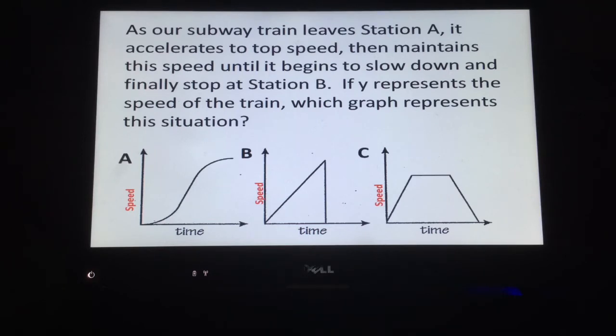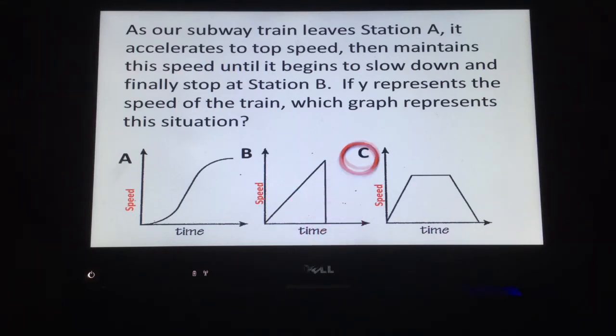Okay, so again, the train is accelerating, then it stays at a constant speed, then it slows down. Try to figure out which one of these graphs represents that. All right, now this one, it was kind of tricky. It was kind of tricky for me too.